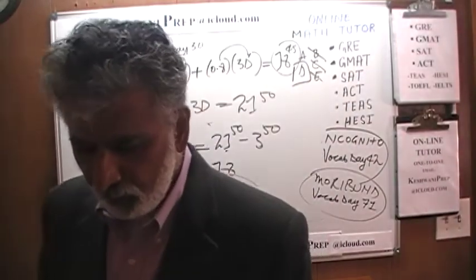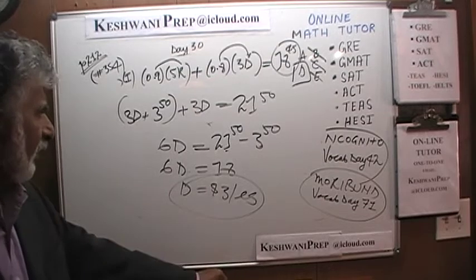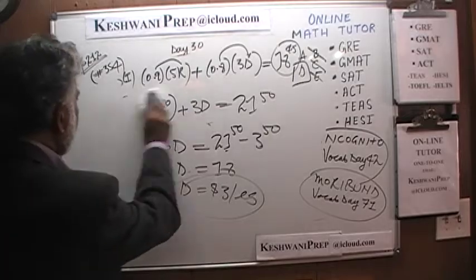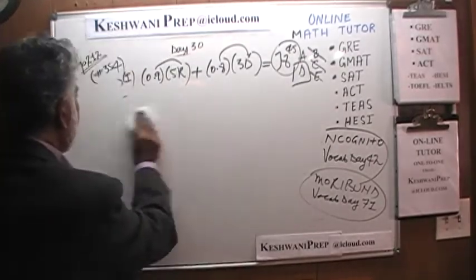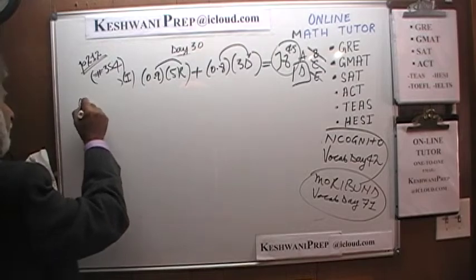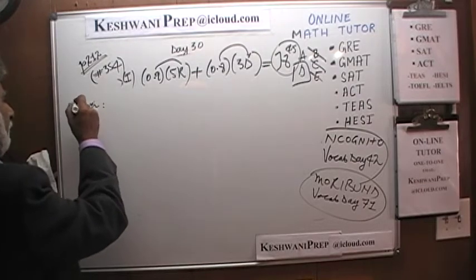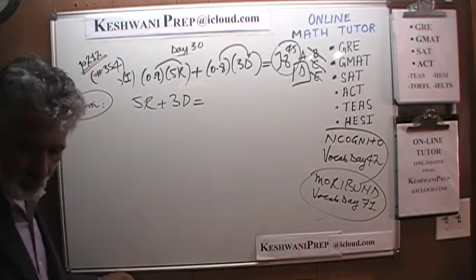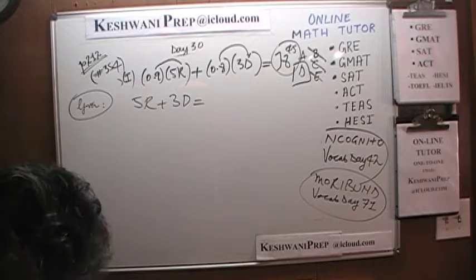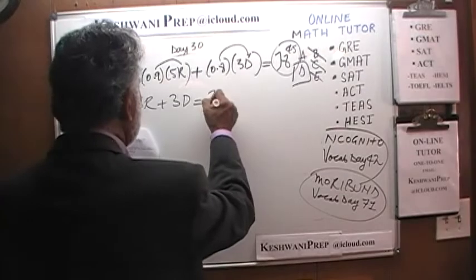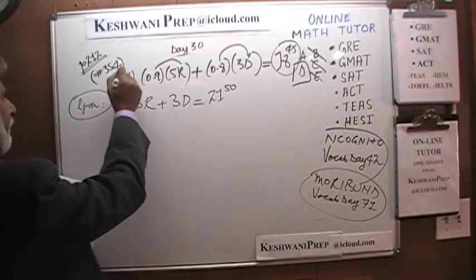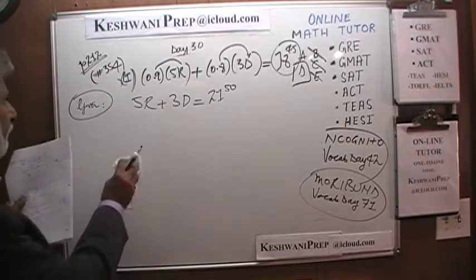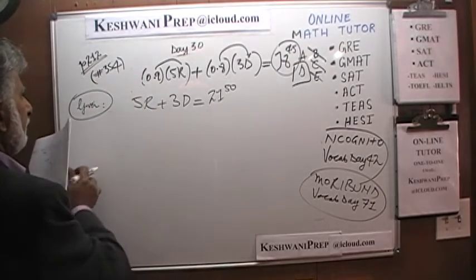Once we have the price of the decaffeinated coffee, we can very easily figure out the price of regular coffee by using either of the two equations that we just had. As you can see, it can be done. Let's rewrite the equation again, the original equation that was given to us in the problem. We were told that 5 pounds of regular coffee plus 3 pounds of decaffeinated coffee costs $21.50. And this is what was given in the first statement.